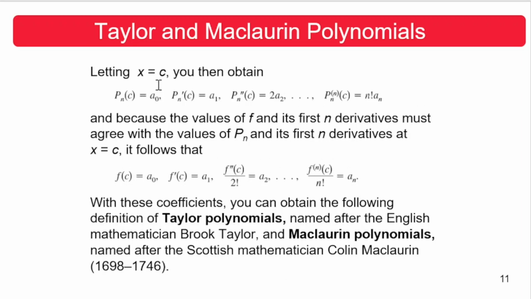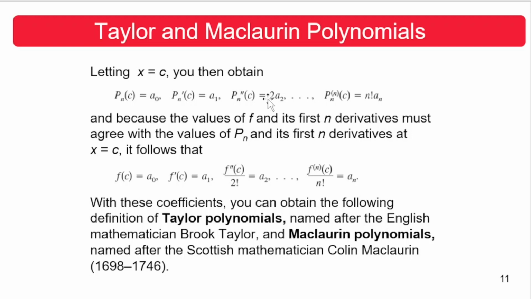Okay, letting the value of x as c, then we obtain the following values. P sub n of c is a sub 0. The first derivative of p sub n at c is a sub 1. The second derivative of p sub n at c is 2a sub 2, and so on up to the nth derivative of p sub n at c is n factorial times a sub n.